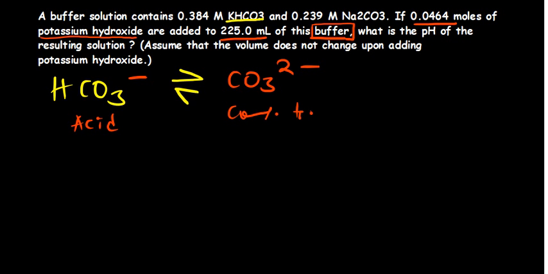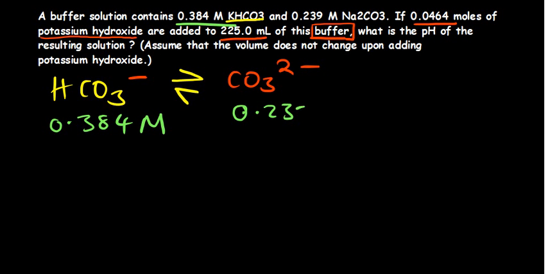So we've ignored the metals, of course, and then if you look at the information that we've been given, we've been taught to say that is 0.384 molar concentration, and then this is 0.239 molar concentration. So what are we talking about now? What is our volume in this case?